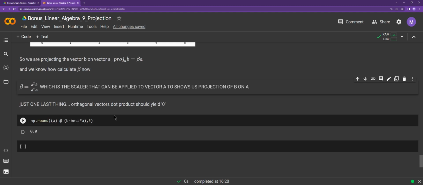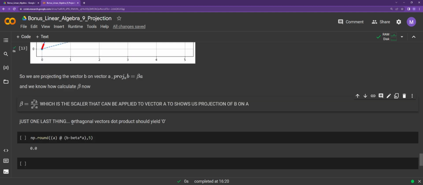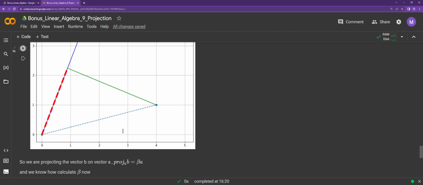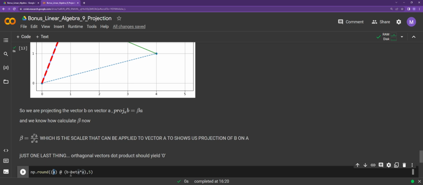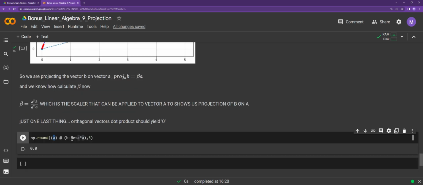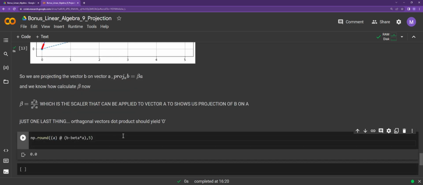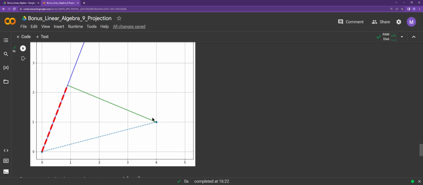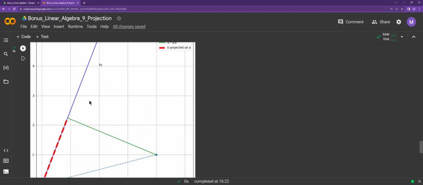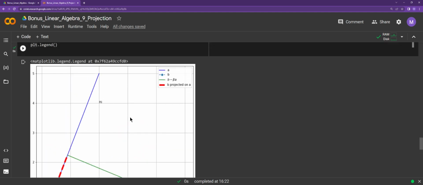And obviously, I want you to also just remember orthogonal vectors' dot product always yields a 0. So here, what have I done? I'm dotting A with this vector, B minus beta A, and I'm just rounding it to prevent computer rounding errors. And obviously I will be getting a 0. Very important, guys. The dot product of two orthogonal vectors yields a 0, and that's how we used it to prove this formula for the projection.